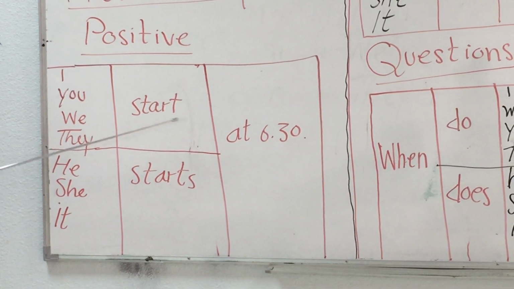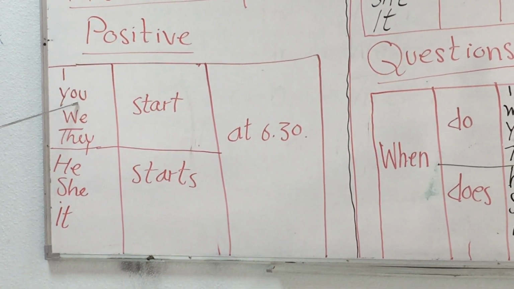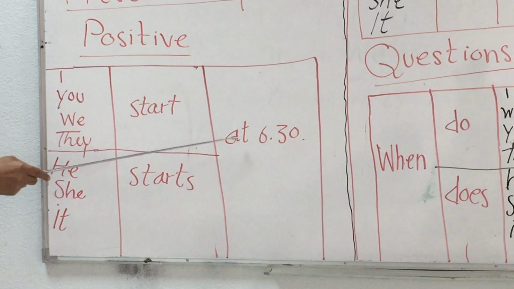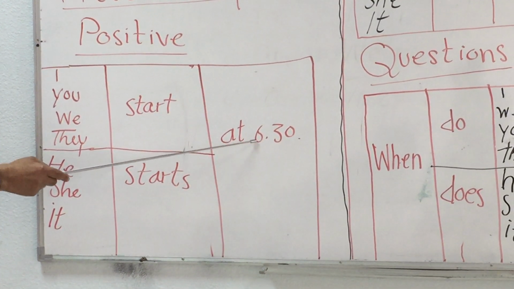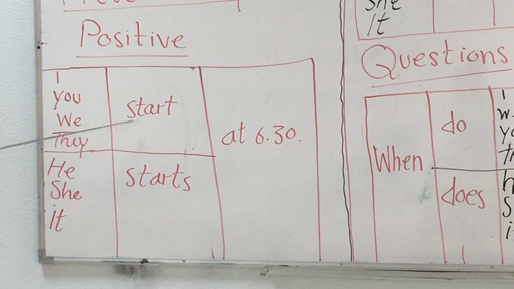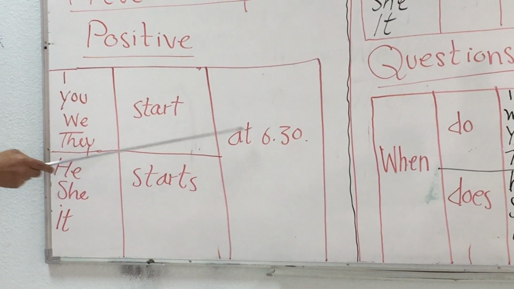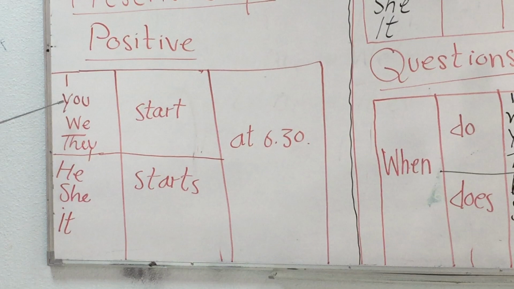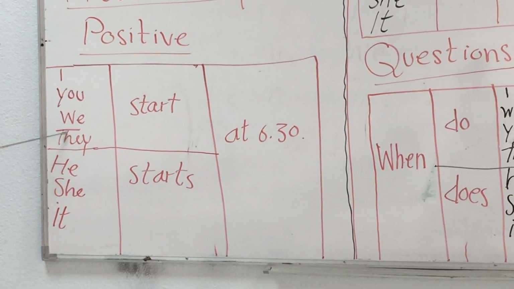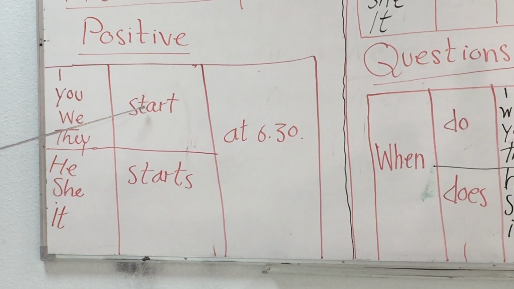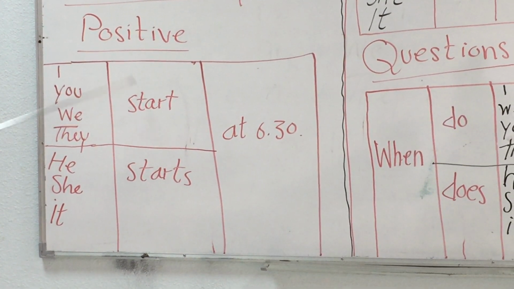I start at 6:30. You start at 6:30. We start at 6:30. They start at 6:30. Now, what's the grammatical rule here with the pronouns I, you, we, they? Use the base form. Use the simple present tense form without S or ES.